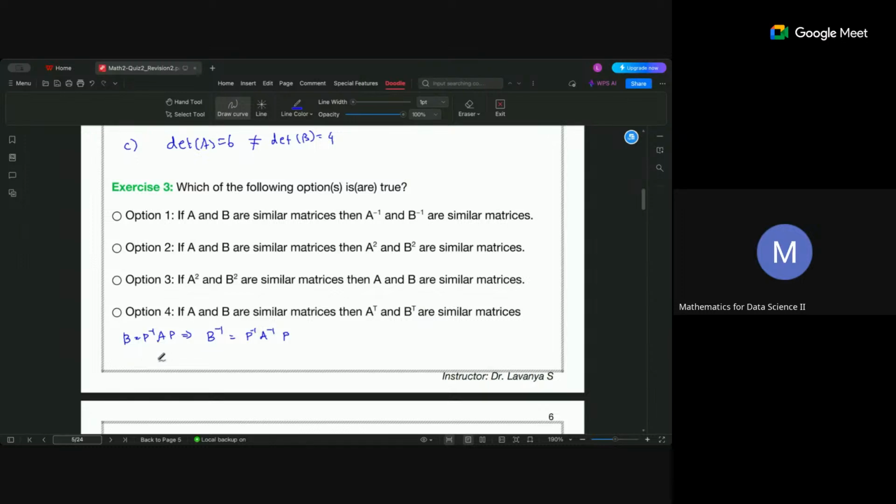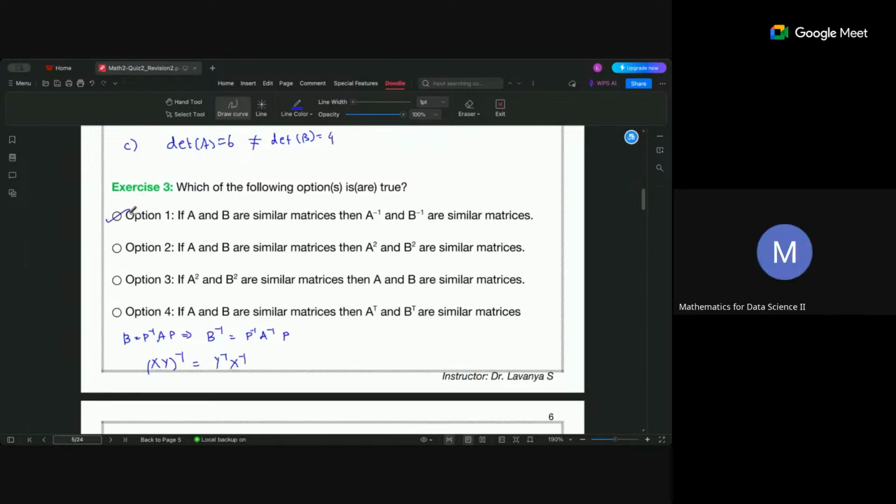Because you know that if you have two matrices and you take the inverse, the order of the inverse is reversed. Because of this property, you will still have P inverse A inverse P. Ma'am, just out of context, this is for transpose also, right? Yes. Okay. Fine. So option 1 is correct.